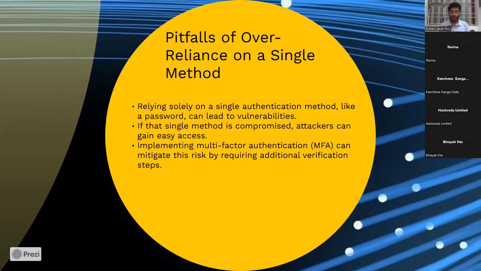What if I have two-factor authentication, so that I'll be notified that someone is trying to log into my Instagram account, and I can take precautionary measures like changing the password and so on. If the single method is compromised, attackers can gain easy access. That is what I told you now. What if the single method is given and it is compromised? It is just broken down.